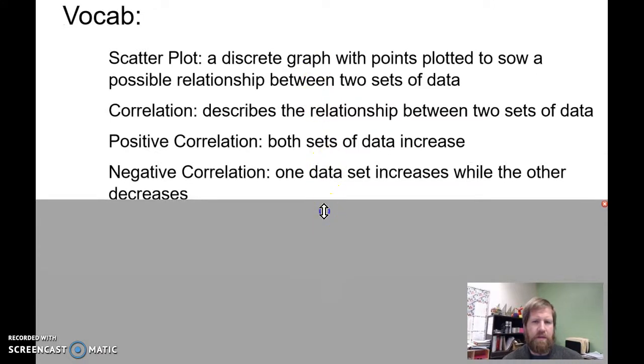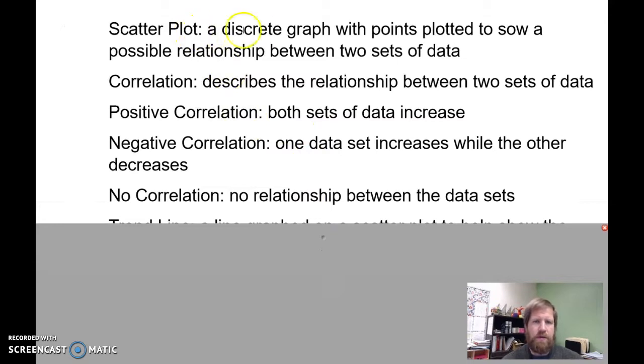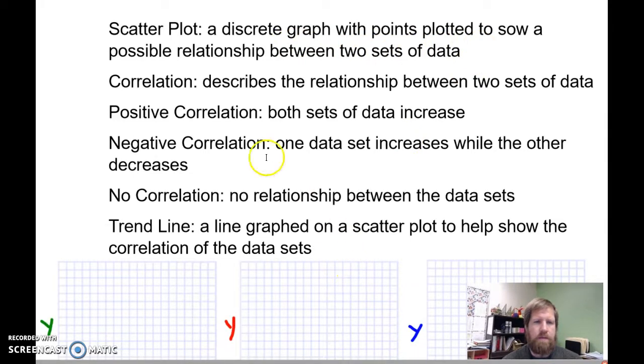For our vocab for this lesson, we start with a scatter plot, which is a discrete graph that has points plotted to show a relationship between two sets of data. Correlation describes that relationship between those two sets of data, and there are three different types of correlation.